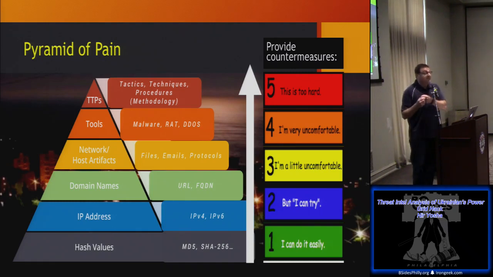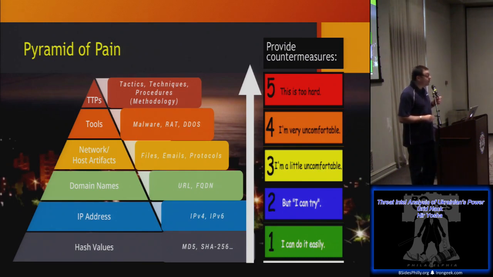But it's also easy for the adversary to change the hash value of a malware just by adding a little bit of code into it, right? Same thing with IP addresses. IP addresses are relatively easy for the attackers to change, but also relatively easy to block for the defender.